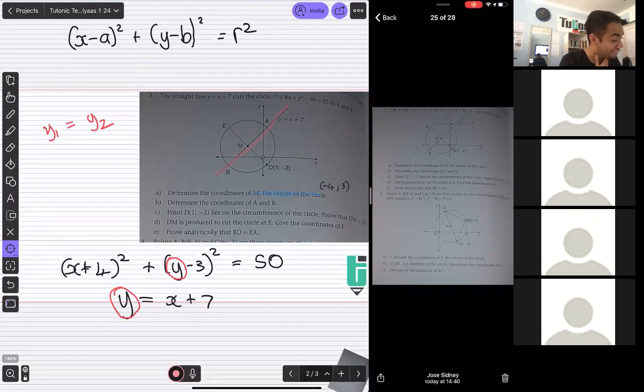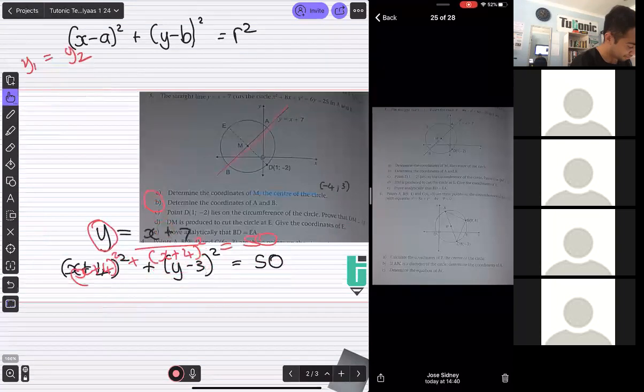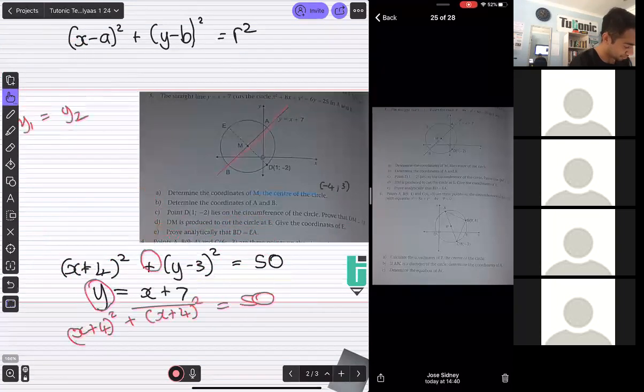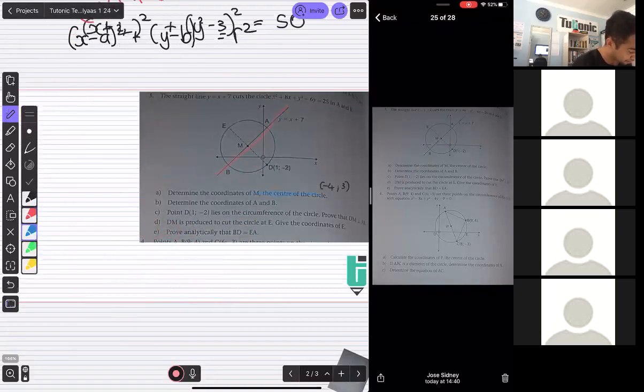Yeah, exactly. So it becomes x plus 4 squared, and then plus y, but y is x plus 7. So it's x plus 7 minus 3, which is x plus 4 squared equals 50. And those two terms are the same, right? So it becomes 2 times x plus 4 squared equals 50.